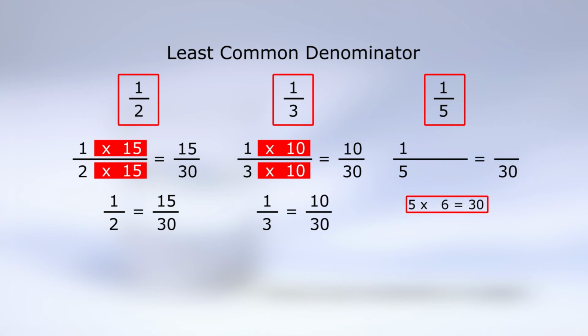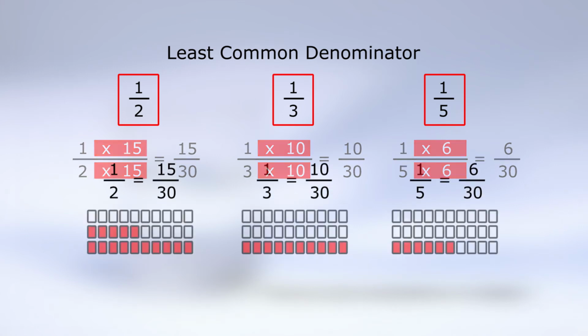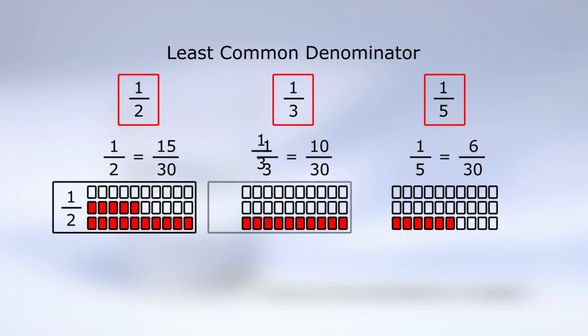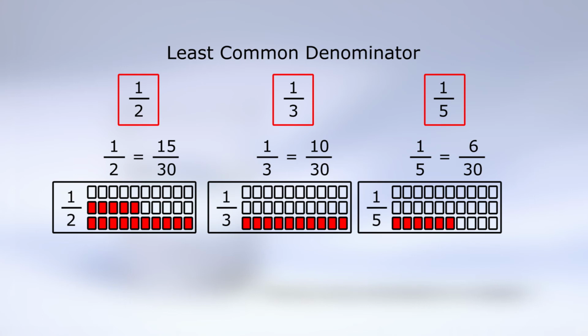For a fifth, what number does 5 have to multiply with to get an answer of 30? That would be 6. We must multiply 6 on the numerator, so a fifth can be represented as 6 over 30. Now we can compare half, a third, and a fifth. The biggest fraction of these three fractions is half, because 15 is bigger than both 10 and 6. The smallest fraction of these three fractions is a fifth, because 6 is smaller than 15 and 10.